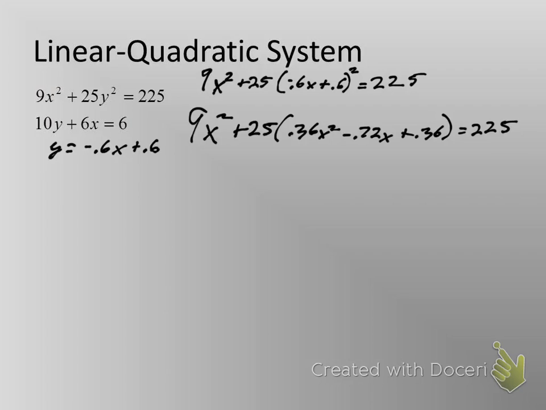But next up, you just distribute that 25. So 9x squared plus 9x squared minus 18x plus 9 equals 225. Wait, how did it work out nicely? Do they just multiply out to be nice?